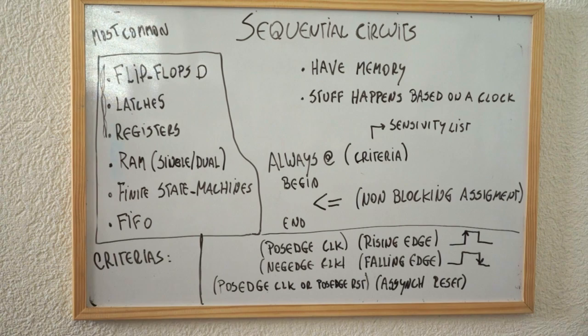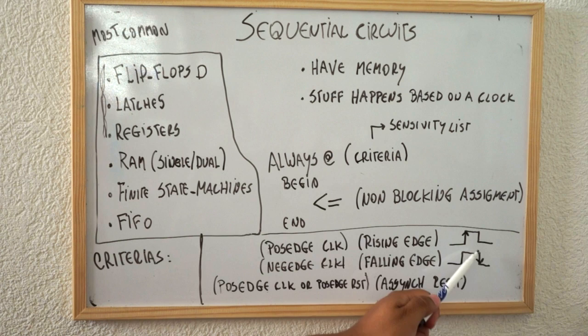So, if you put posedge clock in the criteria, this always block will execute every time the rising edge of the clock arrives. Here, I just drew a little bit of what the rising edge of a clock looks like. It's the moment that the clock goes from zero to one. And the falling edge is the moment that the clock goes from one to zero. Okay? Now I'm going to talk a little bit more about flip-flops and latches.